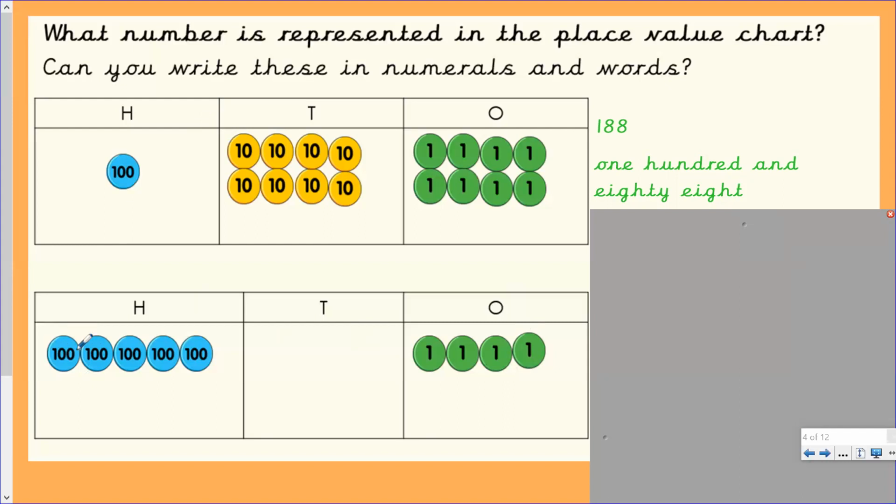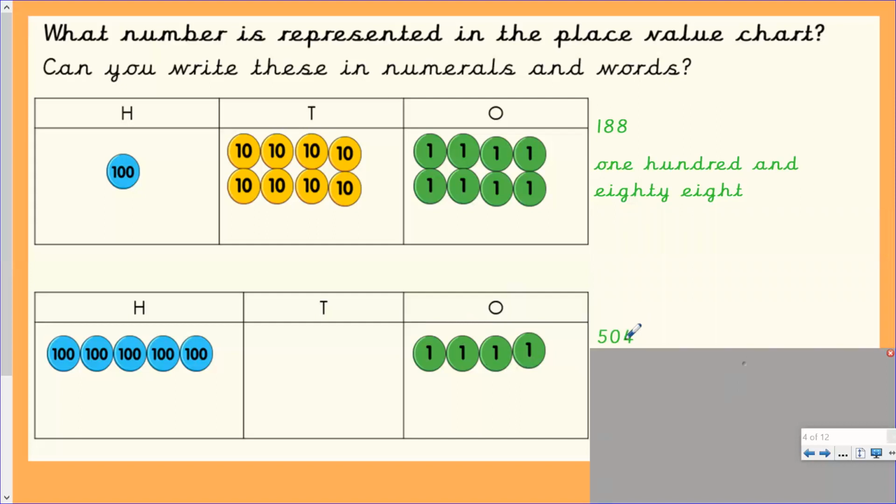Let's count together. 100, 200, 300, 400, 500. We don't have any tens, so 501, 502, 503, 504, which you represent like this using numbers. We have 4 ones, 0 tens, and 5 hundreds.